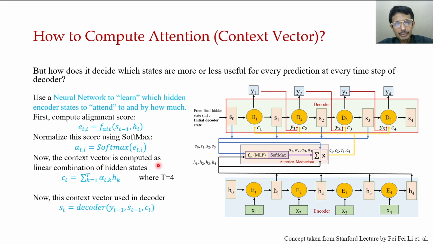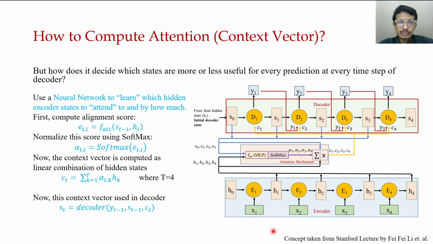Now the context vector is computed as a linear combination of these. We take the linear combination, alpha_{tk} times h_k, and sum it up from k equals 1 to capital T. By this we get the context vector. Now this context vector is used in the decoder, as you see, coming to the decoder. This is the overall diagram. We go iteration by iteration so that the picture will be clearer.